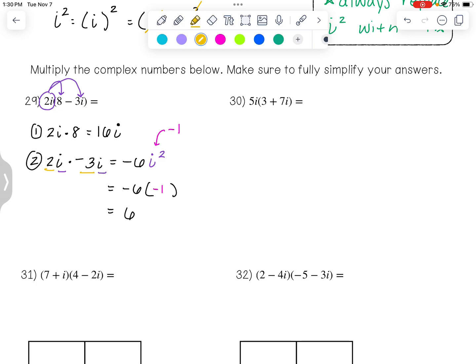So when I go to put together my answer, I need both parts, the 16i and the 6. And the best way to write our answer is to always put the regular number first. So we're going to get 6 plus 16i.